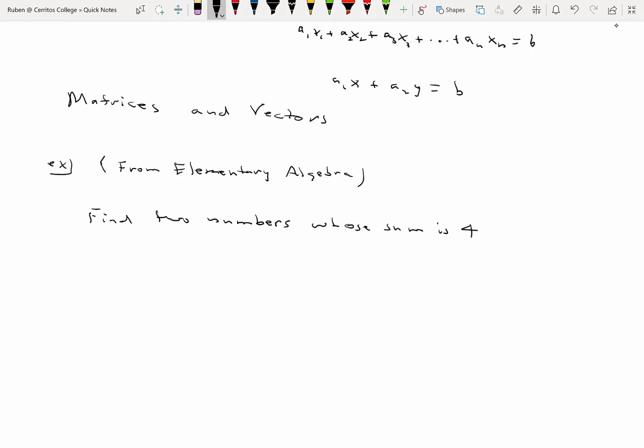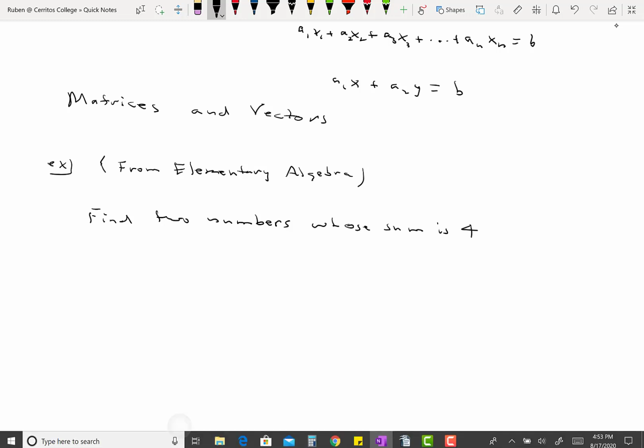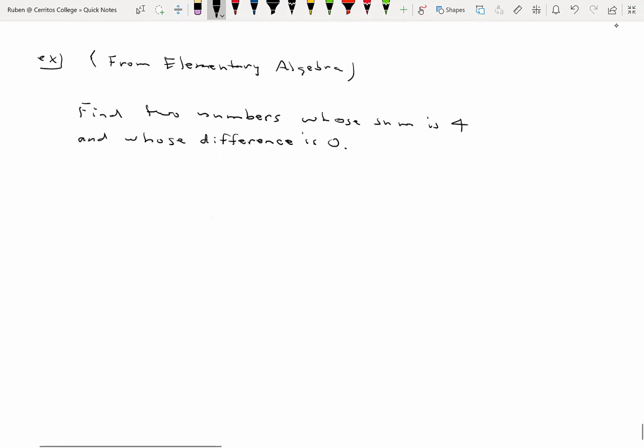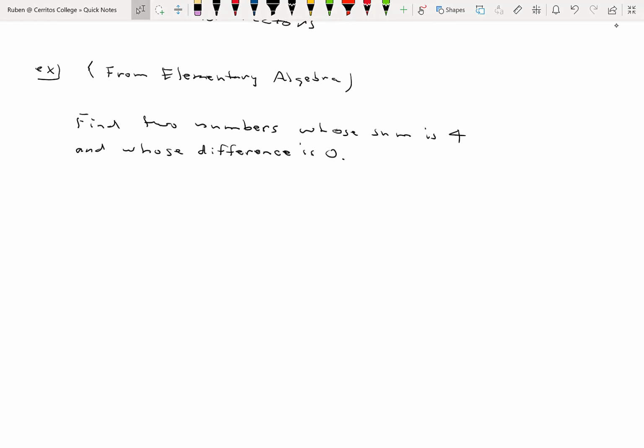But there's more to this problem. Find two numbers whose sum is 4 and whose difference is 0. What this leads to, and I know you already know this, this is just an example made up to sort of segue into our more advanced ideas with systems of equations. But I know you know that this leads to a system of equations.